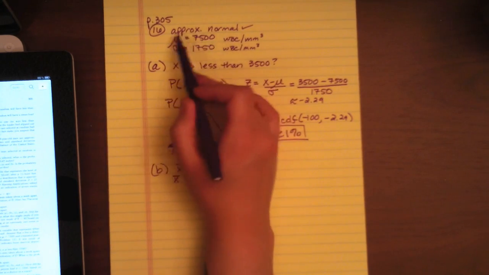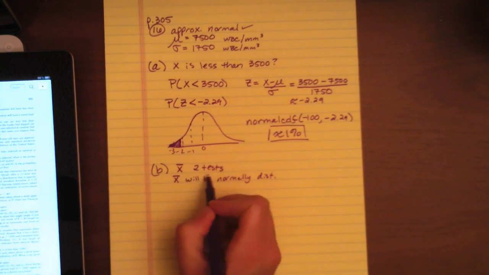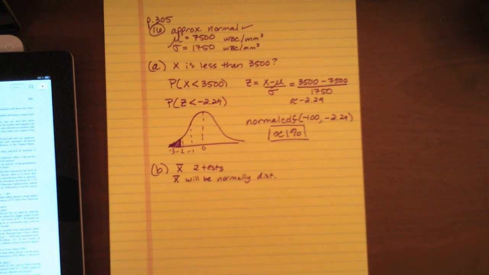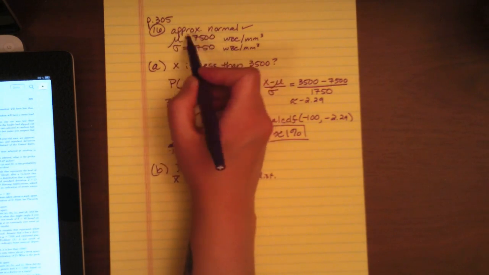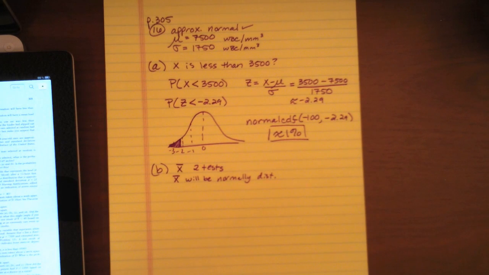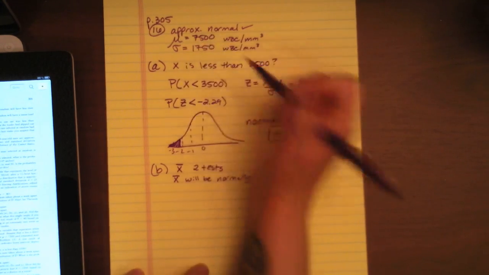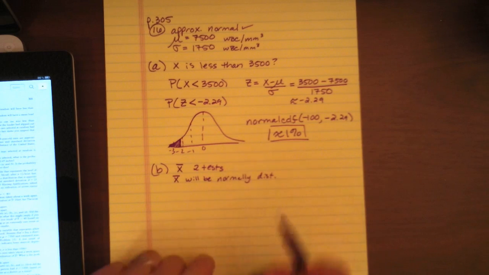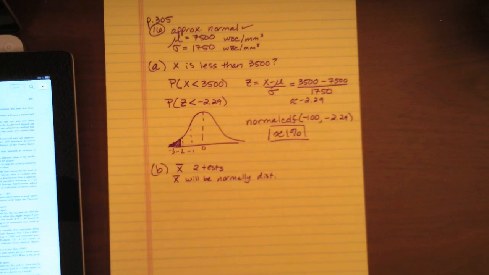If it hadn't said that up here, notice we don't have a large enough sample size to assume a normal distribution for x bar. If it hadn't said approximately normal up here, we would need this poor person to take at least 30 blood tests so that we could average them and know that they were going to have a normal shape. Okay, so thankfully we know that the original data is approximately normal, so we can get away with whatever sample size we happen to have. So they only have to take 2 tests.